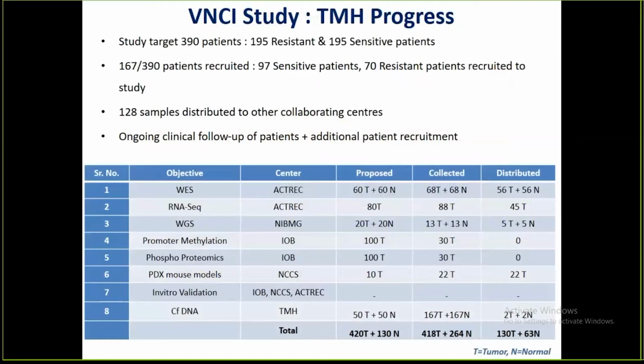To summarize, TMH has recruited 167 of the proposed 390 patient samples. ACTRAC is assaying and analyzing whole exome sequences. NIBNG is carrying out whole genome assays, and NCCS is establishing PDX models. We now move to the next study.